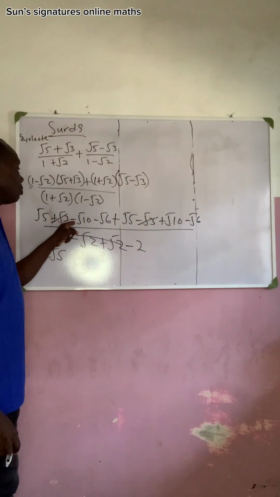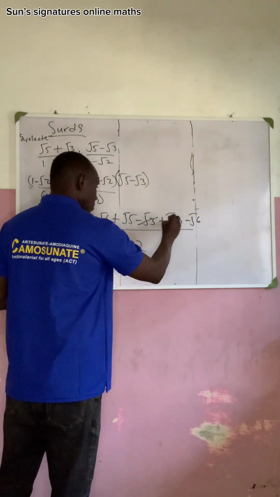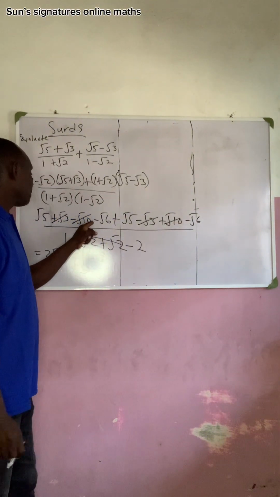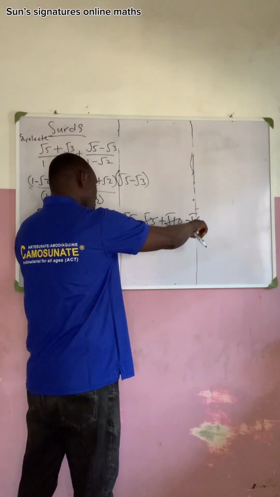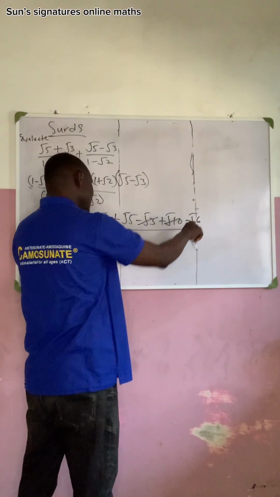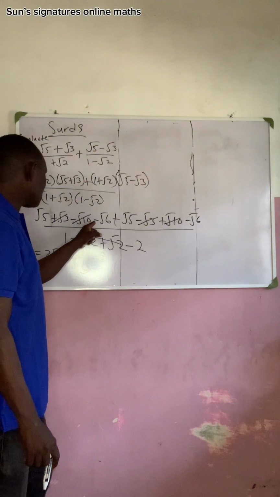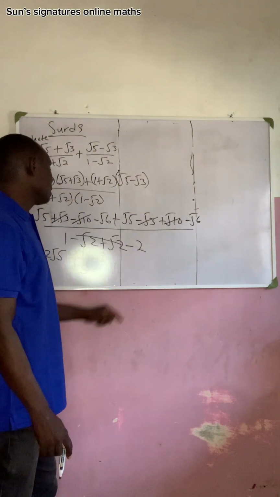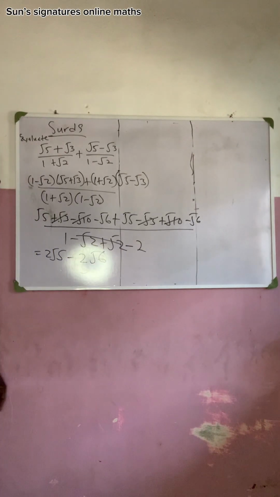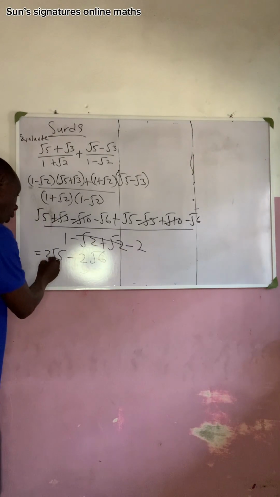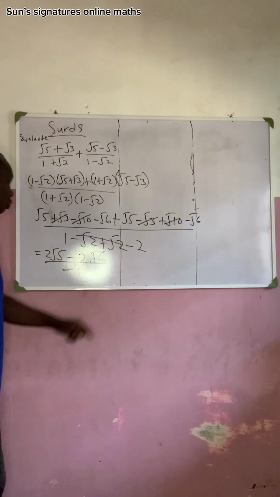Now, I have minus root of 10. I have plus root of 10. This will cancel out also, if you are following. Then I have minus root of 6 and minus root of 6. This gives you something like this: minus 2 root of 6. Okay? Now, all divided by what? Minus 1. Because 1 minus 2 is minus 1.